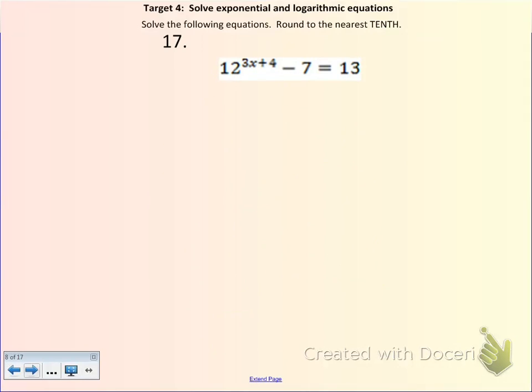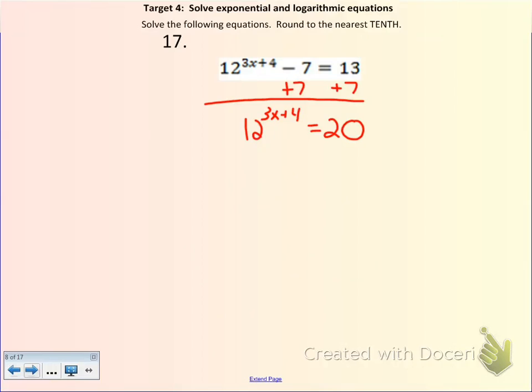Okay, another one: 12 to the 3x plus 4 minus 7 equals 13. Give this one a try and come back for the explanation. Welcome back. Okay, to start this one off, we're going to add 7 to both sides. So we have 12 to the 3x plus 4 equals 20.